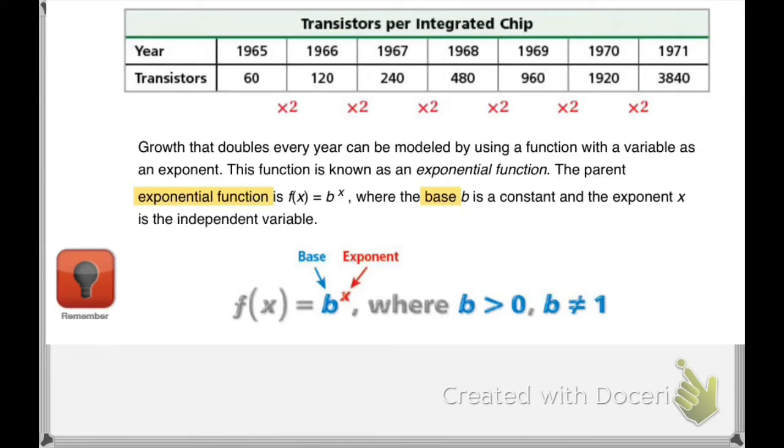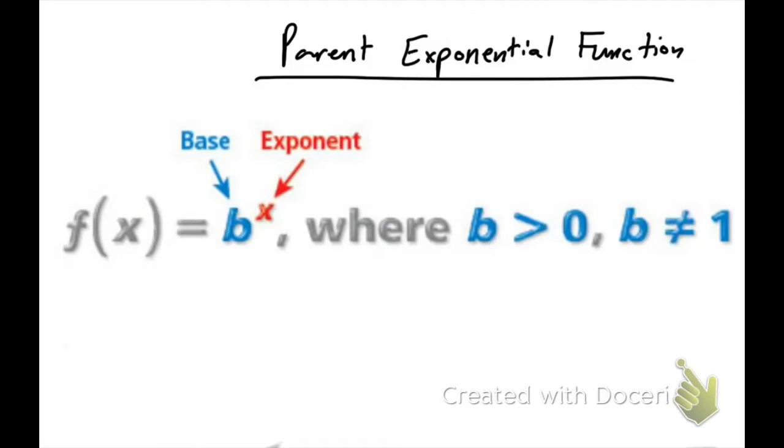So here, growth that doubles every year can be modeled using a function with a variable as the exponent. That's the key. An exponential function is where the variable is in the exponent. So this function is known as an exponential function because the variable is in the exponent. Now the parent function is this right here. This is the parent exponential function. Notice that our exponent is the variable. The x is in the exponent. And this number here is what we call the base. That's the number that's being raised to the variable x.